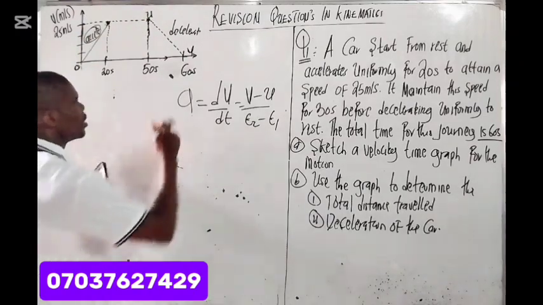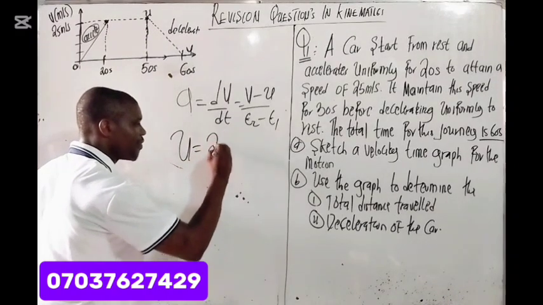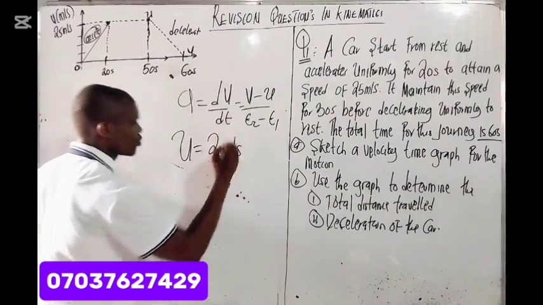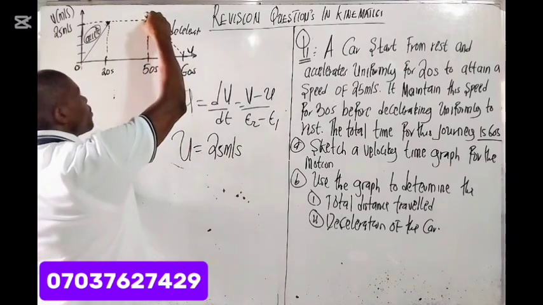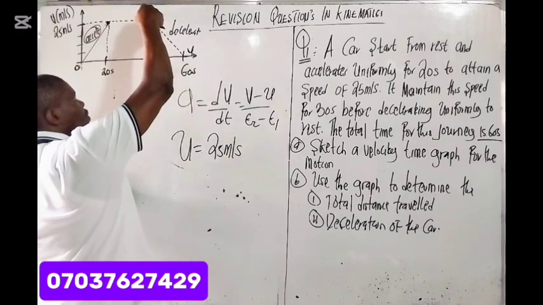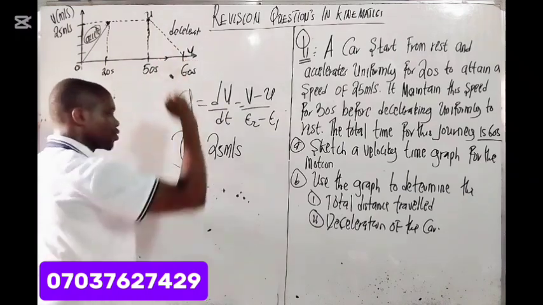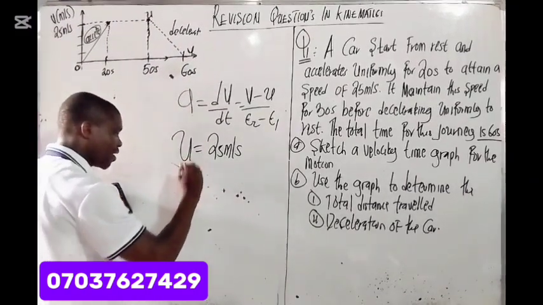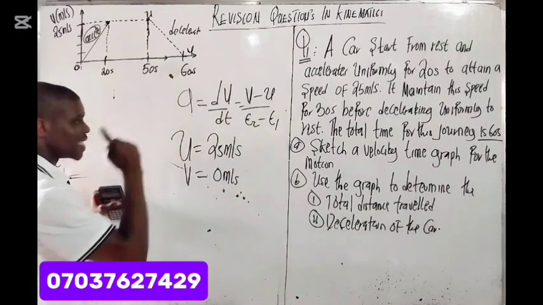So here in the deceleration, my initial velocity is 25 meter per second. My final velocity, because the deceleration starts from here, so the initial velocity is this and my final velocity is this, before you get down here. So my final velocity is v equals 0 meter per second, right? Now what's my time?